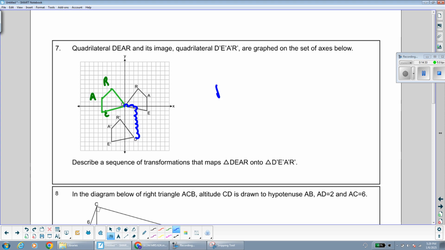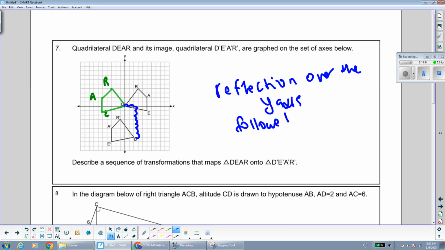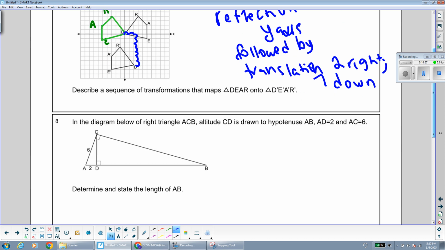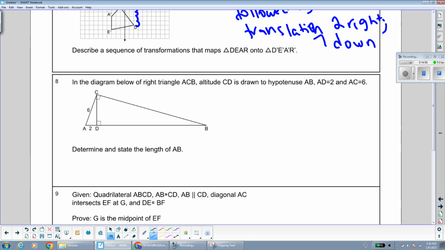So reflection over the y-axis, followed by a translation 2 to the right, 7 down. For this one over here, the best way to do it is to redraw the 3 triangles.